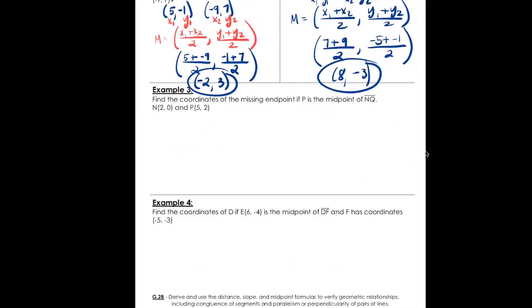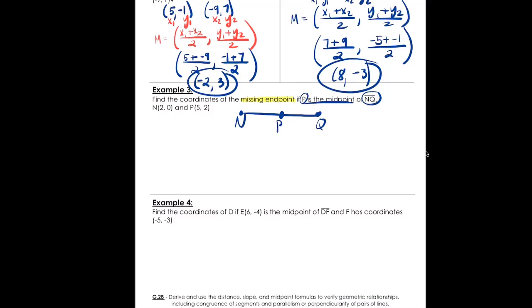Now example 3 is a little different. This one says, find the coordinates of the missing endpoint. We want the missing endpoint this time. If P is the midpoint of NQ, and then it gives you the coordinates for N, 2, 0, and P is 5, 2. Being that this is a little bit tricky, it's good to draw a picture so you can visualize what's going on here. The line segment is NQ. We have a midpoint. P is the midpoint, that's what it says. So draw P in the middle of N and Q, okay?